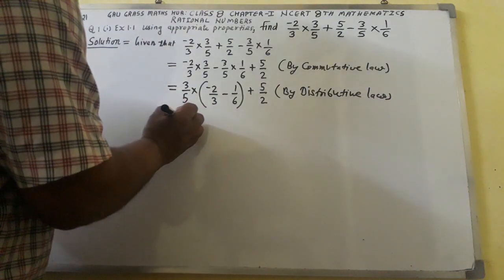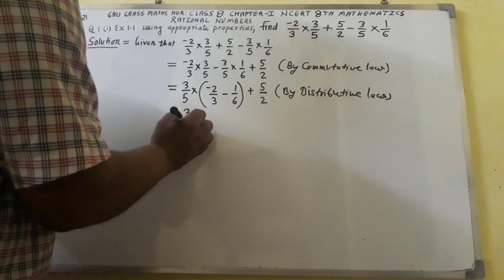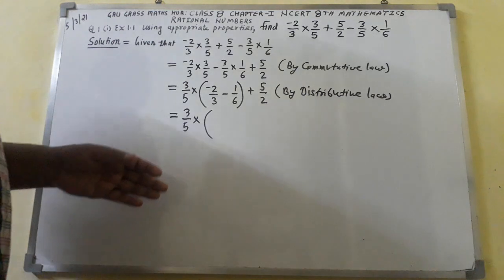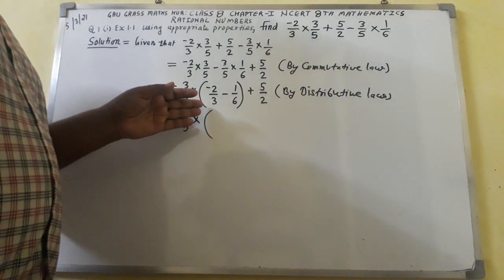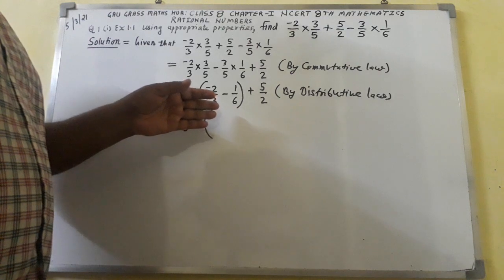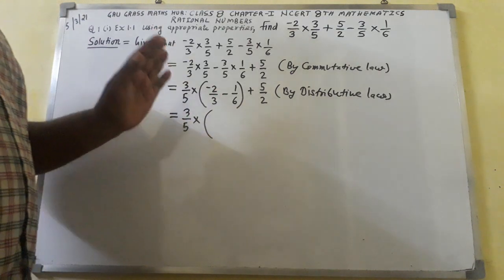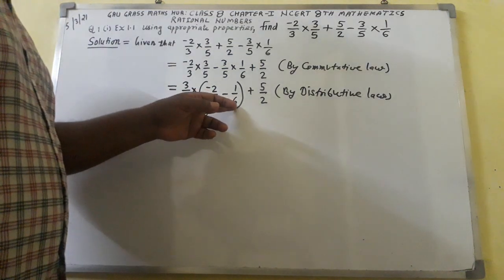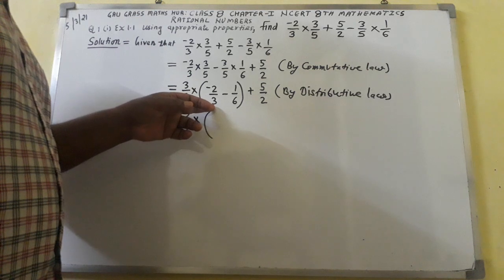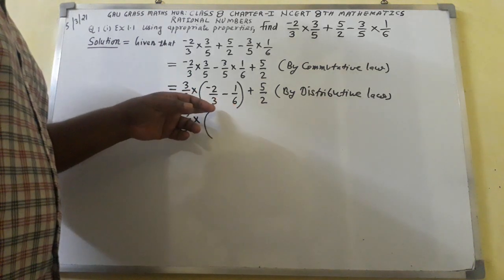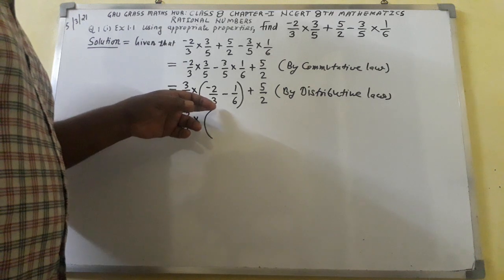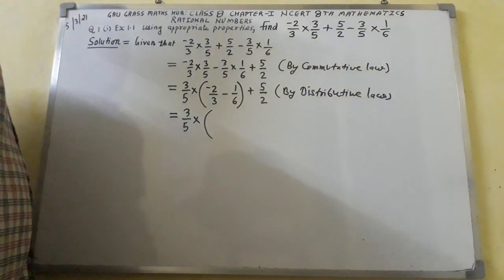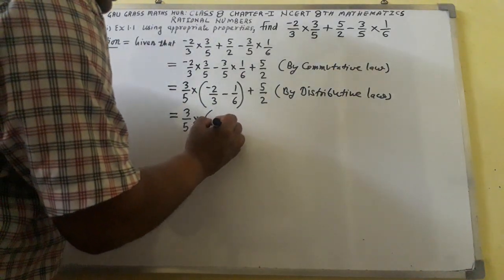So here I can write 3/5 multiply, by the rule of BODMAS, the things given inside the bracket will be operated first. So here you can see 3 and 6 are there. To take LCM of 3 and 6. LCM means least common multiple. LCM of 3 and 6 will be 6.